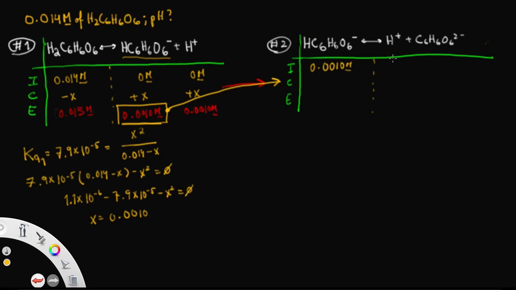How much H plus ions do we have? Do we have 0? No, we don't have 0. We have to carry on whatever information we got over here to our second ice table. So we have 0.0010 moles per liter of H plus that carries on from our first dissociation. So how much C6H6O6 2 minus do we have? Well, do we have any concentration of C6H6O6 2 minus that we accounted for in this ice table? No, we don't. So we know that we'll have 0 moles per liter of our 2 minus ion.